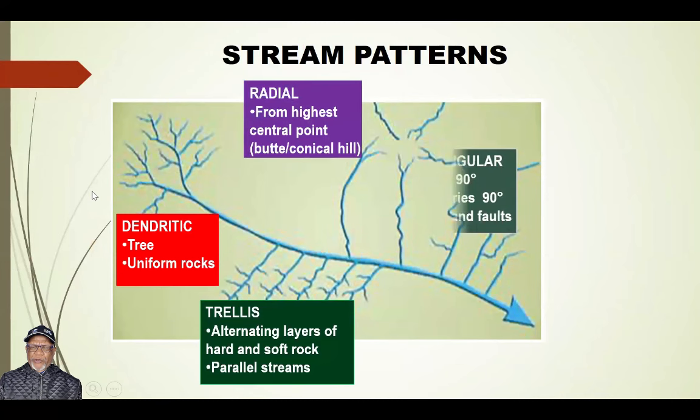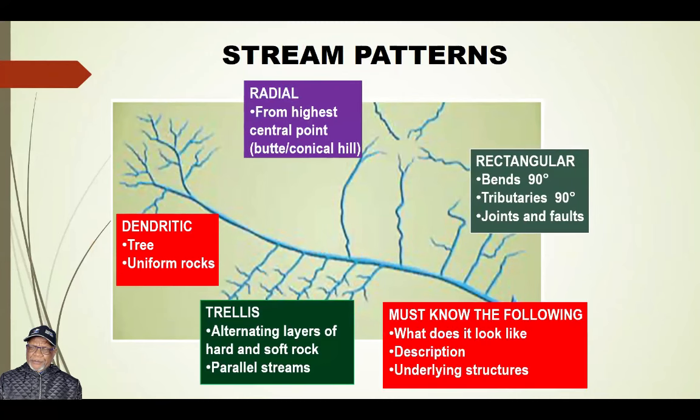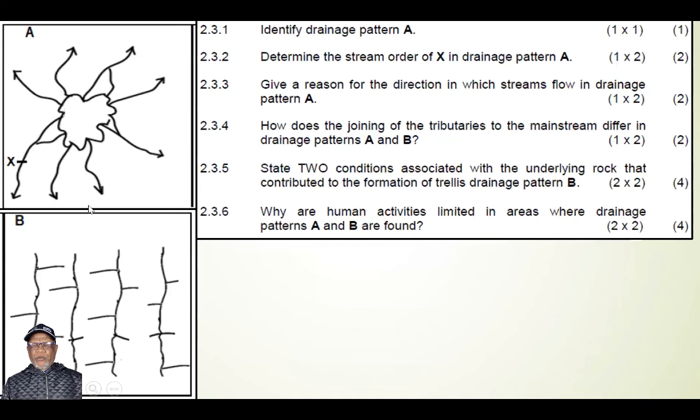Then we have stream patterns. We have studied different patterns. So we have the dendritic pattern. You must be able to describe it and tell what the underlying rock is. We have the trellis pattern, radial pattern, rectangular pattern, centripetal, deranged, and parallel. So we have different types of drainage patterns. Let's look at a few activities on drainage patterns.